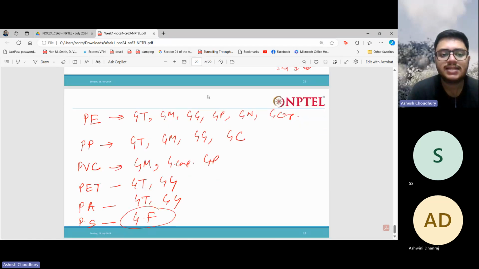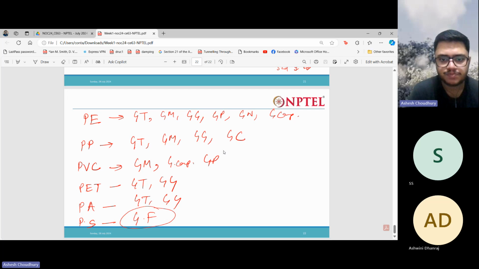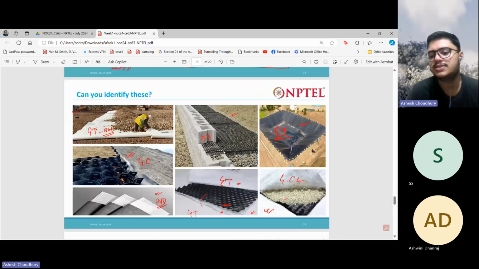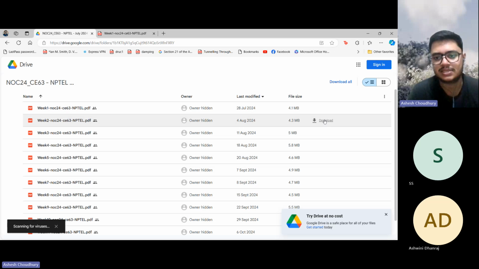Then you had the types of polymers that form the different types of geosynthetics: polyethylene, polypropylene, PVC, PET, PA, PSO, polystyrene. All these are different polymers which are used to manufacture different types of geosynthetics. So we had a look at that. Basically in the first class, this was all that we discussed. We introduced the topic of geosynthetics, saw the different types that are available, and had a basic introduction of how they are manufactured. Now let us see what we discussed in the next week.